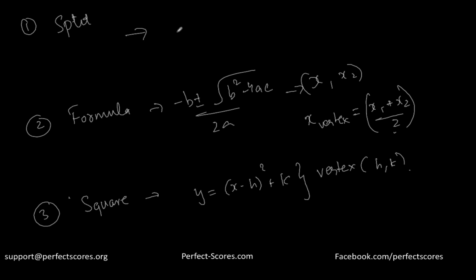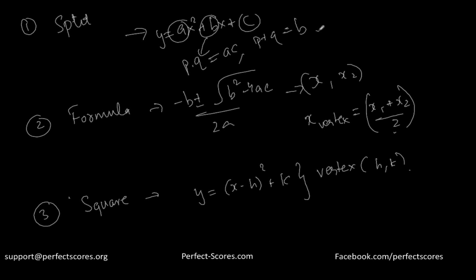And split the middle term. If you have y is equal to ax square plus bx plus c, how do you split the middle term? You split b in such a way that the product of those two numbers is the product of a and c, and the sum of those two numbers is equal to b.